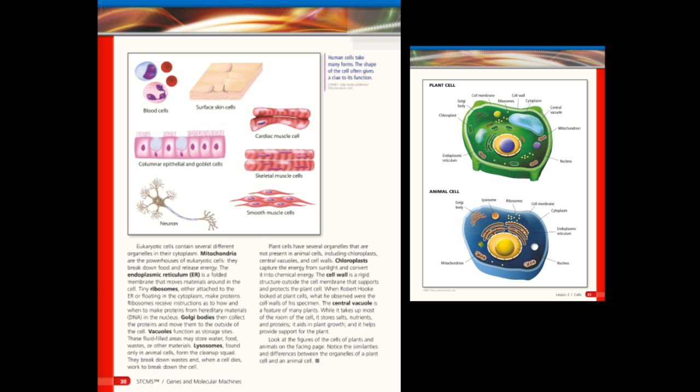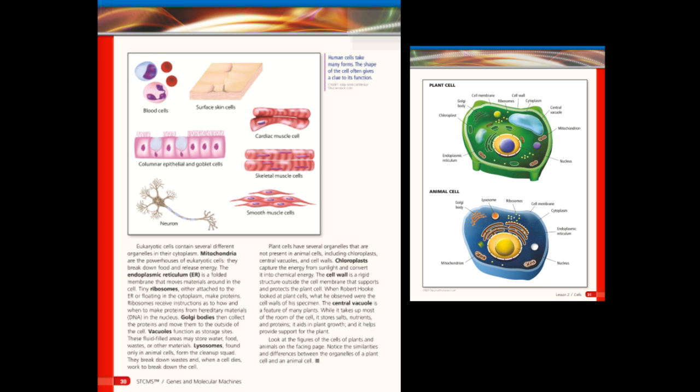The central vacuole is a feature of many plants. While it takes up most of the room in the cell, it stores salts, nutrients, and proteins. It aids in plant growth, and it helps provide support for the plant. Look at these figures of the cell of plant and animals on the facing page. Notice the similarities and differences between the organelles of a plant cell and an animal cell.